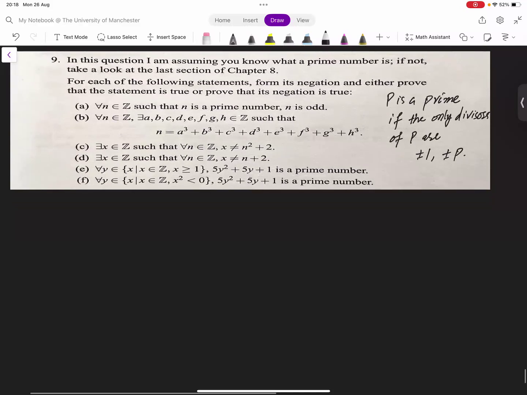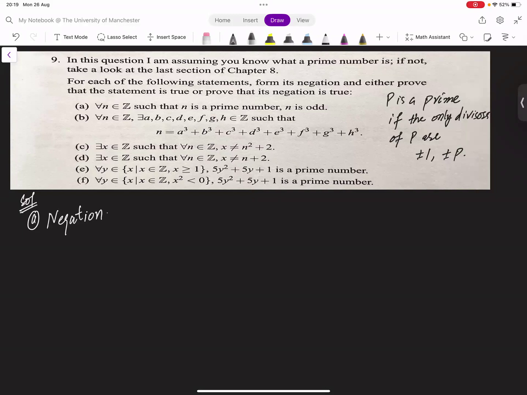Now, if we assume this knowledge, then for each of the following statements, form its negation and either prove that the statement is true or prove that its negation is true. So for all n in Z, for every integer n such that n is a prime number, n is odd. Negation. Let's try the negation. This is a solution. So A.